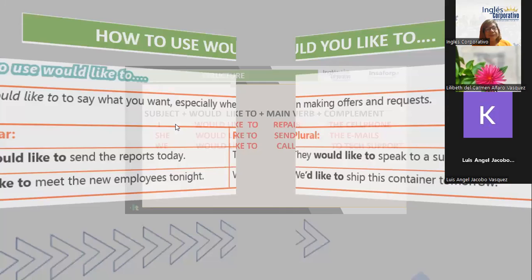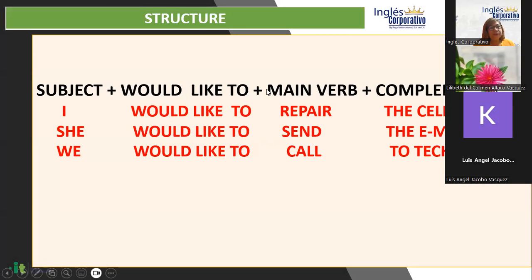Okay, next. Okay, this is the structure. Subject: I, she, we. Would like to. The same, right? I, she, we. For the first person, for the second person, for the third person. In singular and plural, you only use would like to. No S or anything, right? And the verb is the main verb, or we can say the base form of the verb also. The base form, because no change. Repair, send, call, complement.